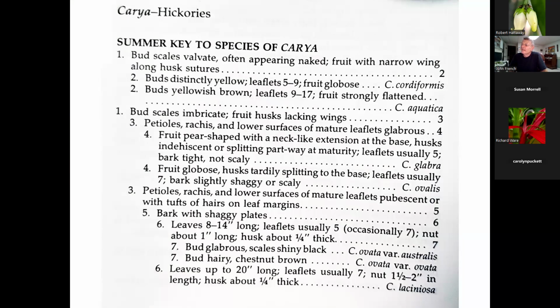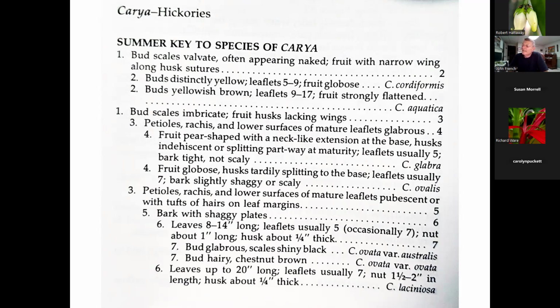called, what is it called now? I don't know. Oh, Carya carolinae-septentrionalis. Oh yeah, that's what it's called now. That's when you like common names.